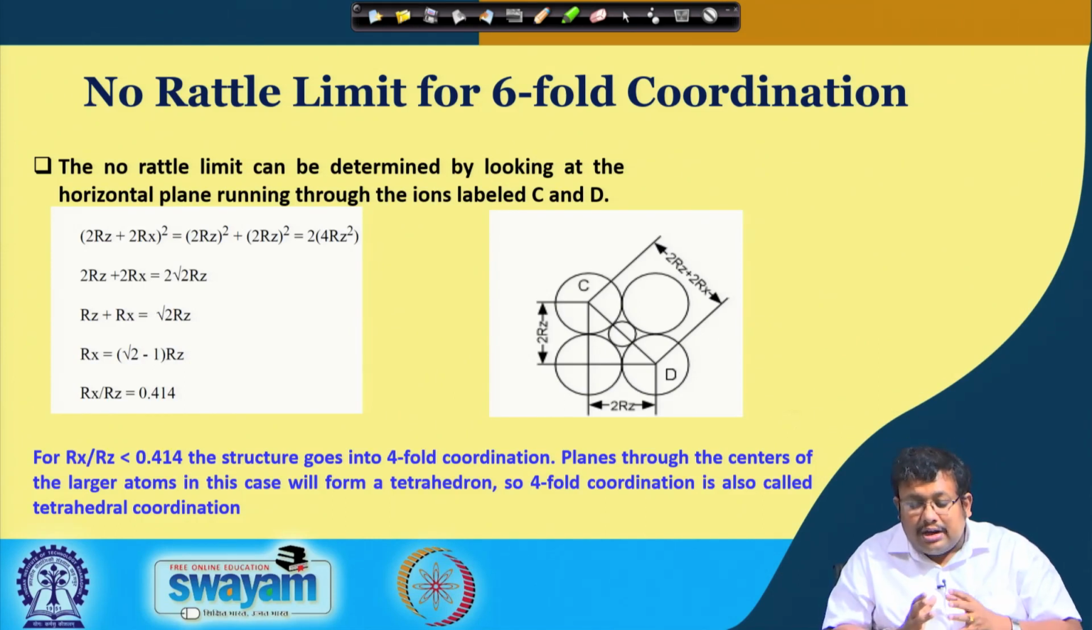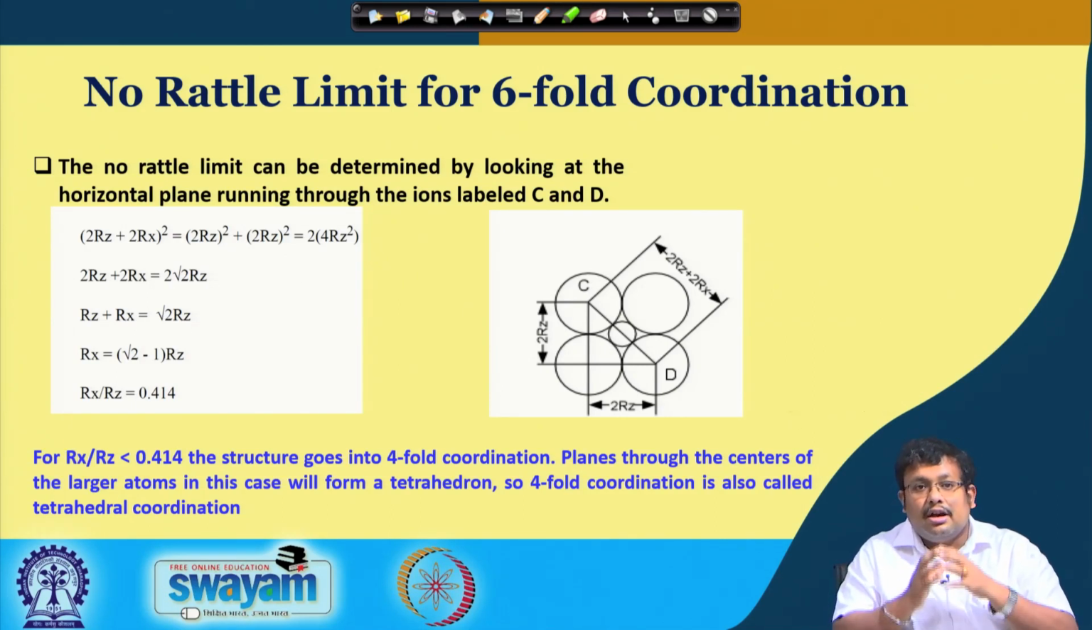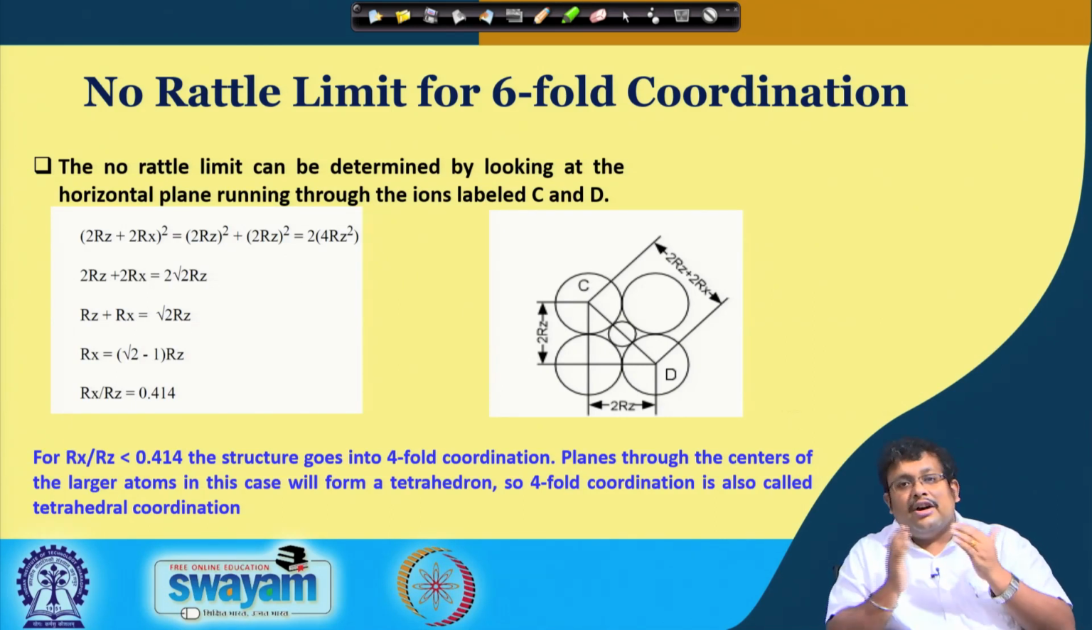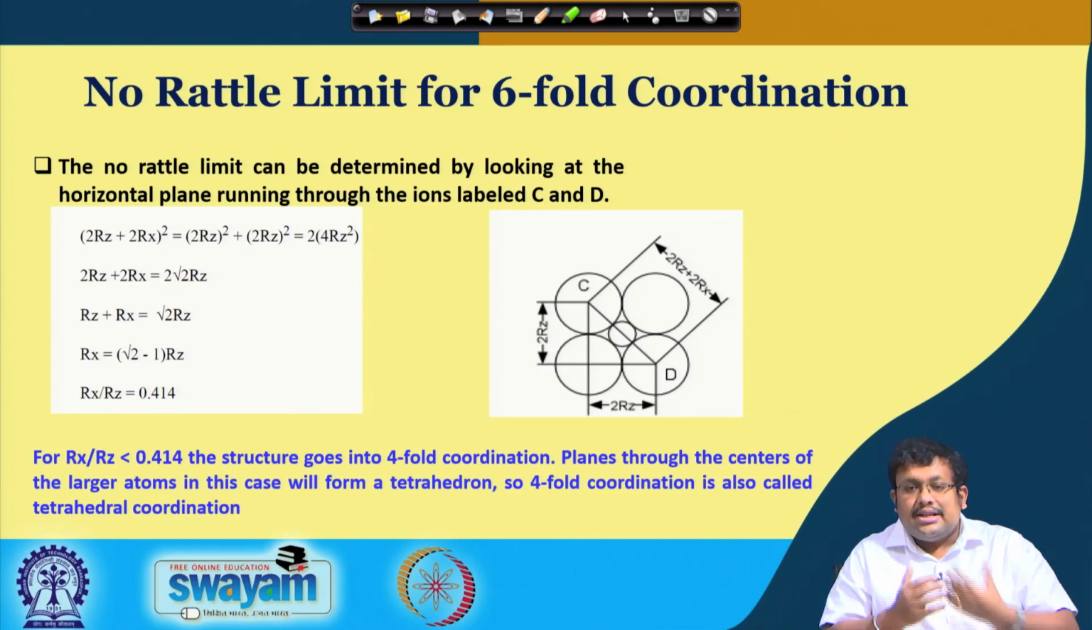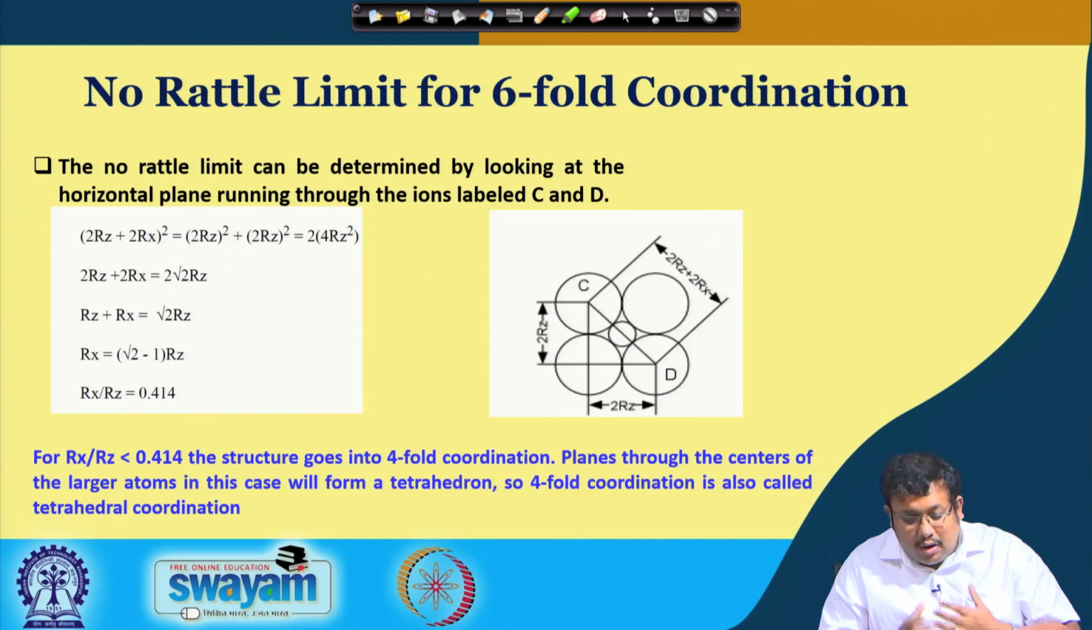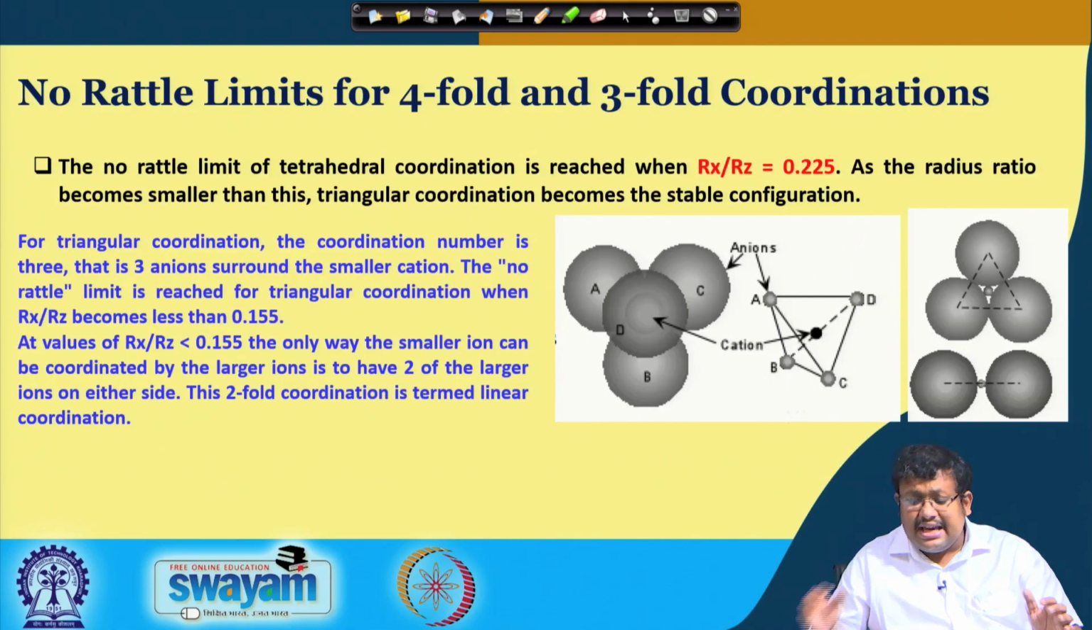And why do we call it 4-fold coordination? Because planes through the centers of the larger atoms, in this case, will form a tetrahedron-like structure. So, that is called a 4-fold coordination, also known as the tetrahedral coordination. So, let us see one example.